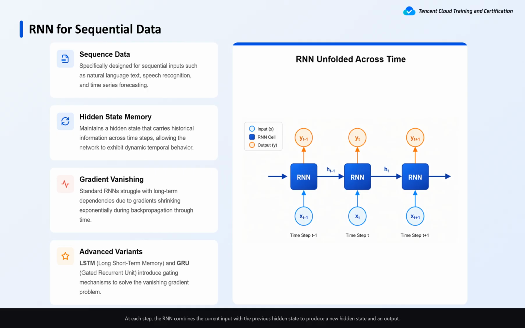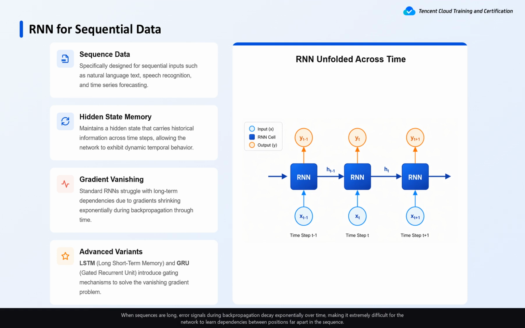At each step, the RNN combines the current input with the previous hidden state to produce a new hidden state and an output. This recurrent connection creates the temporal dependency that makes RNNs suitable for tasks like machine translation, speech recognition, and sentiment analysis. However, standard RNNs are limited by the vanishing gradient problem.